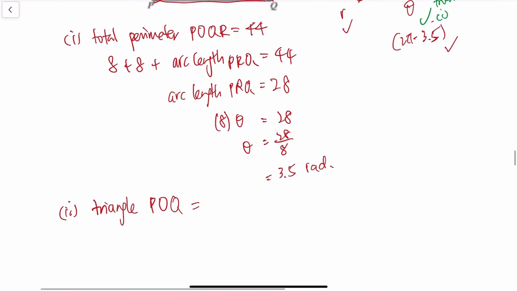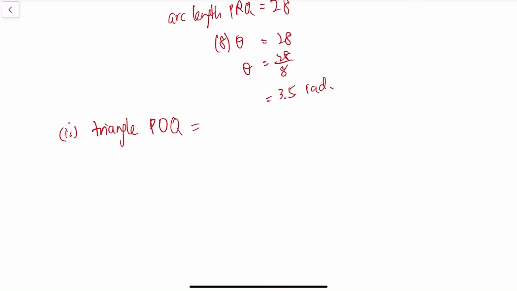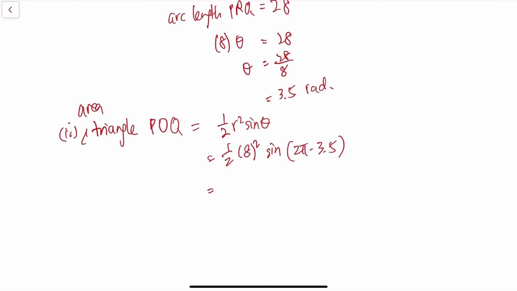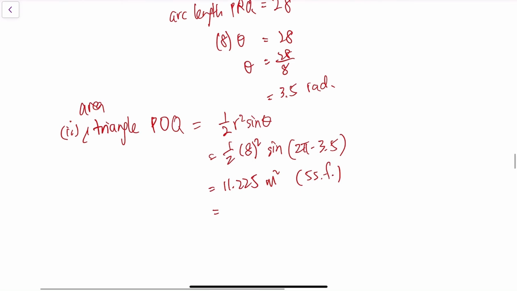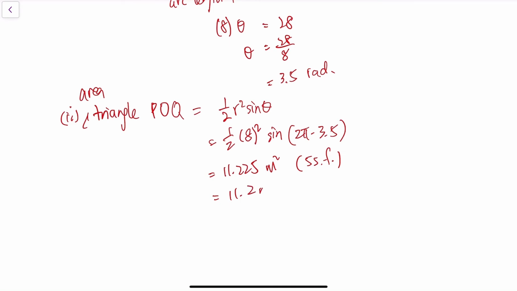So triangle POQ, half r squared sine theta. My r is 8 squared, sine of 2 pi minus 3.5, because the angle at the other side is 3.5. So you key in the calculator, you get 11.225 meter square. Take note that it is in meter, it's a tunnel for cars. So then it'll be 11.2 meter square, 3 SF. Well, I'm leaving it in 5 SF because I will need this number in the next part.